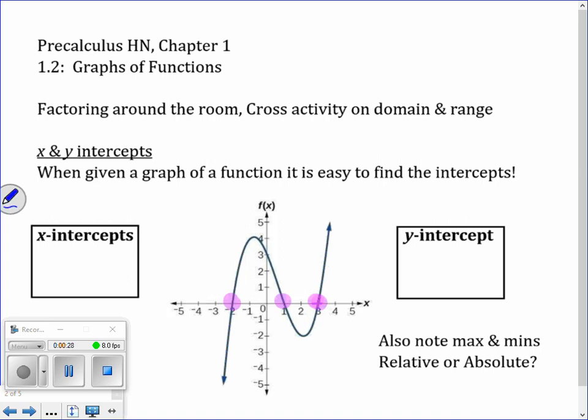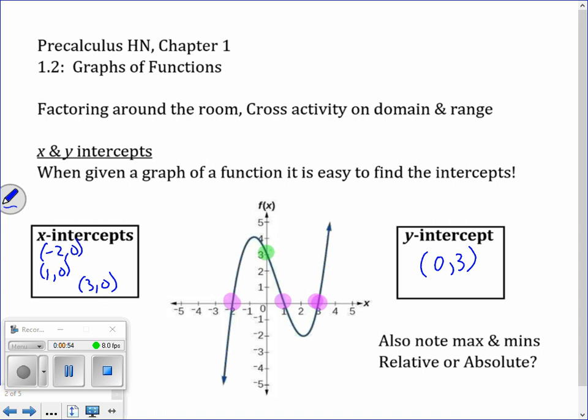So negative 2, 0, and 1, 0, and 3, 0. All right, so remember those can always be turned into factors a lot of times. So this graph isn't too particular, but we're just doing things in a general sense here. And so you can have more than one x-intercept, but remember for y-intercepts on any graph of a function, you can only have one y-intercept. So that one is 0, 3.